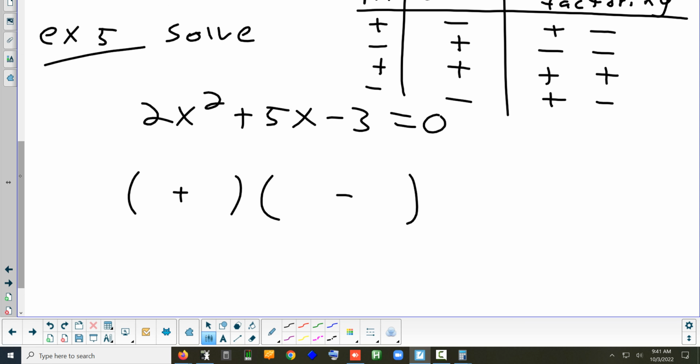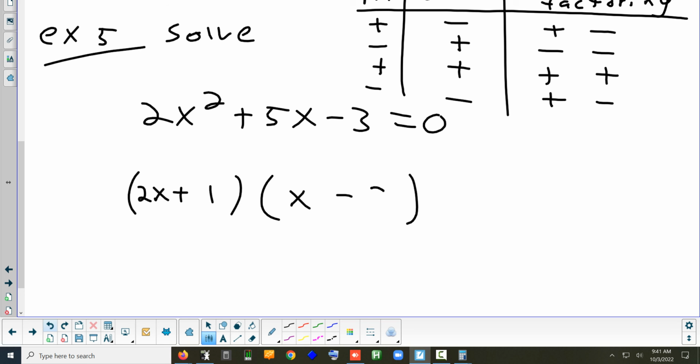Now I need to put something times something so that I get 2x squared. Can somebody tell me 2 things I can multiply together to get 2x squared? Yeah. 2x and x. Yep. 2x and x. Now I need 2 things that multiply together to give me 3. What can I multiply to get 3? Yep. 1 and 3. 1 and 3, and it does make a difference where I put them.